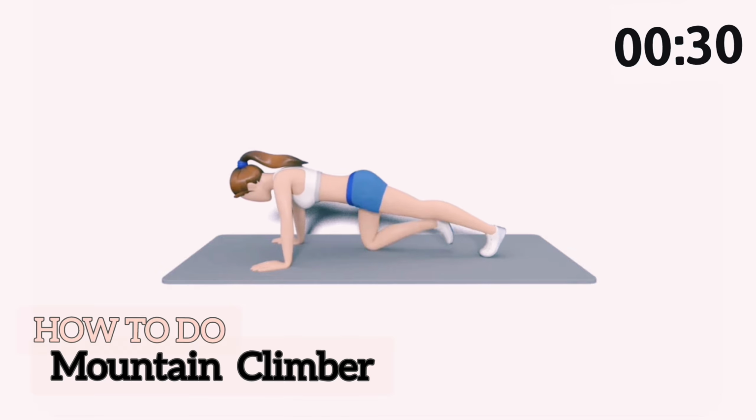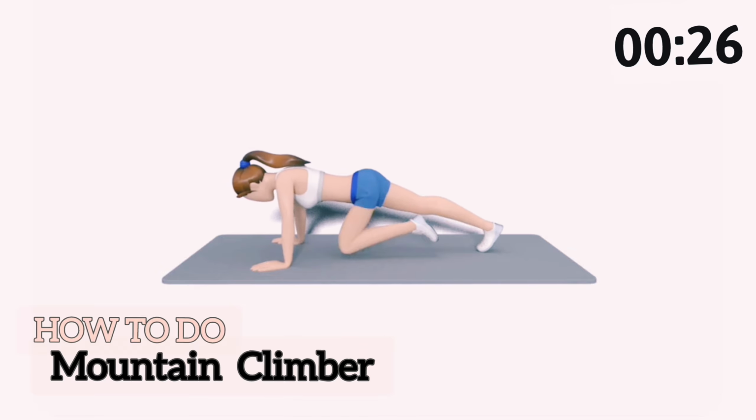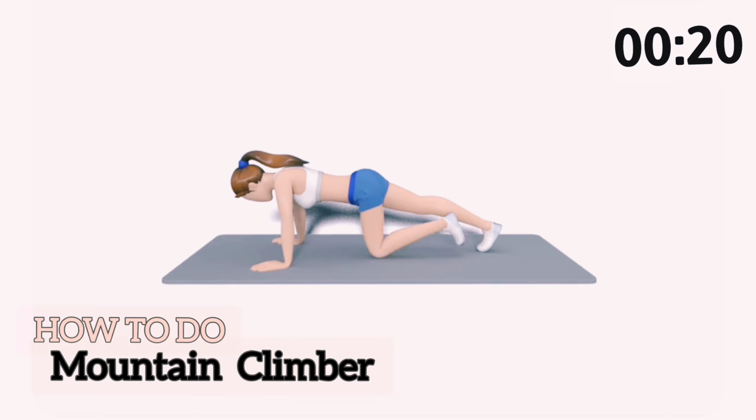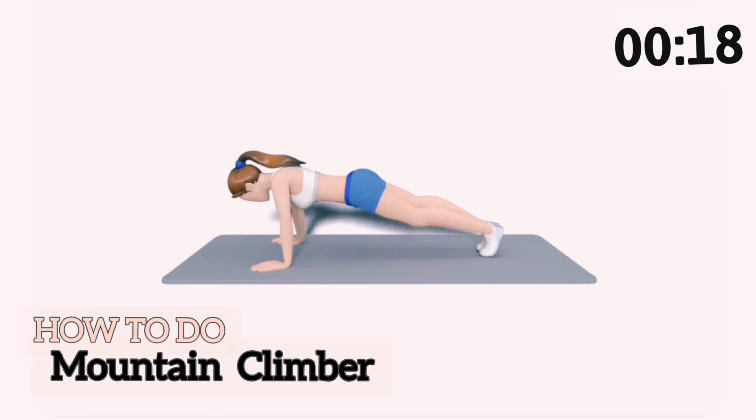Mountain climber, duration 30 seconds. Start in the push-up position. Bend your right knee towards your chest and keep your left leg straight. Then quickly switch from one leg to the other. This exercise strengthens multiple muscle groups.